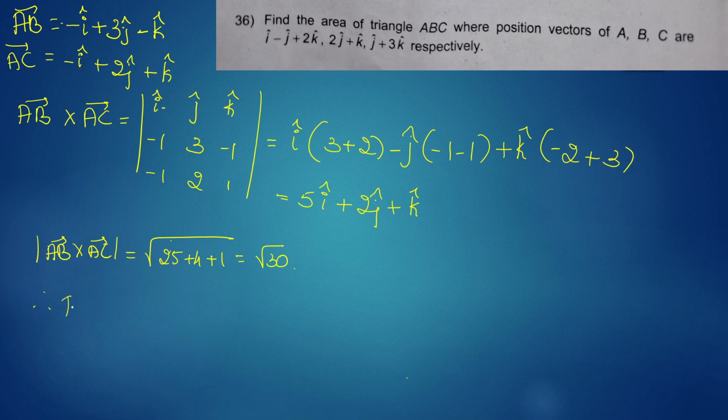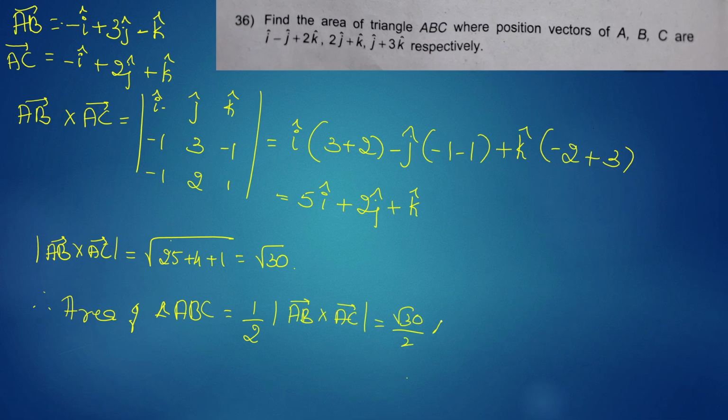Therefore, area of triangle ABC is equal to half into magnitude of vector AB cross vector AC, which is nothing but root 30 by 2 square units. So this is the area of the triangle.